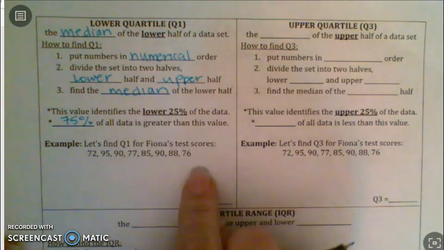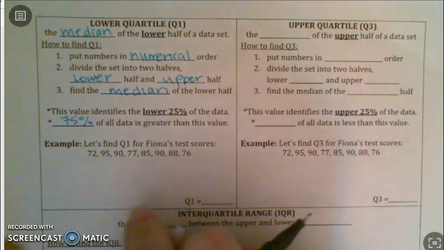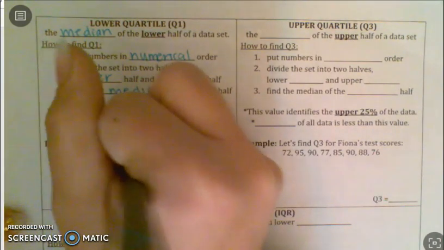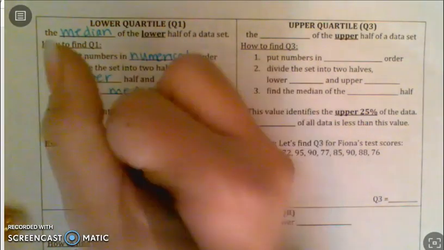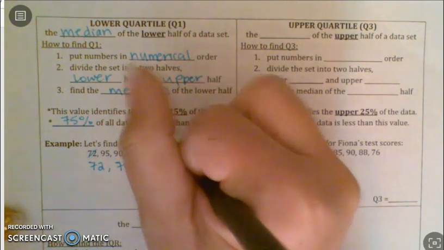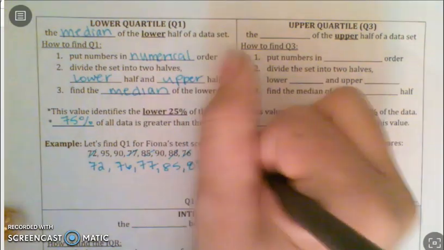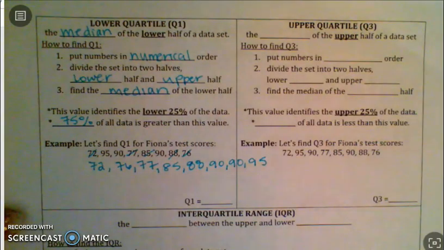So using her test scores again, we have to put them from least to greatest. So 72, 76, 77, 85, 88, 90, 90, 95. I wrote a little too big.